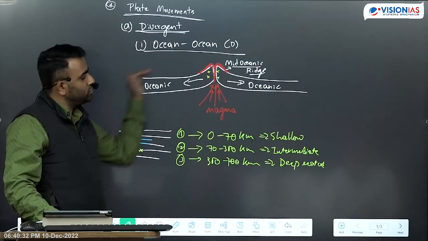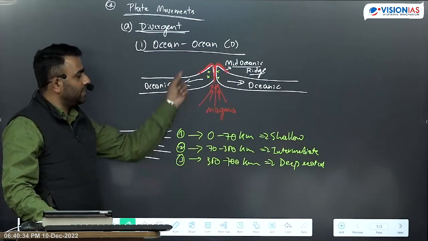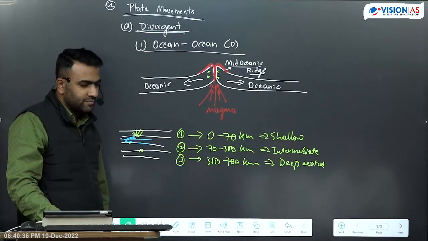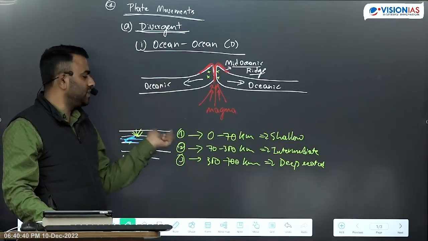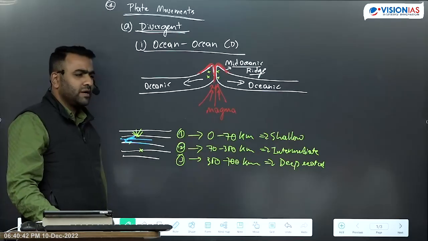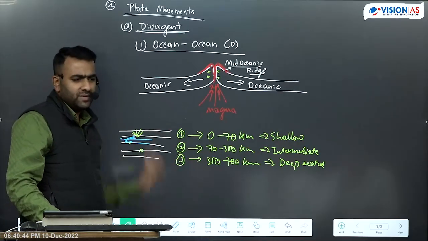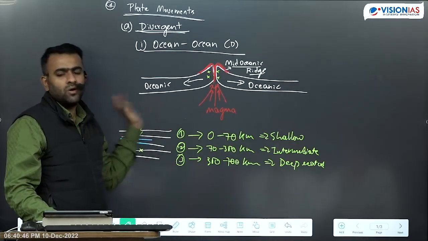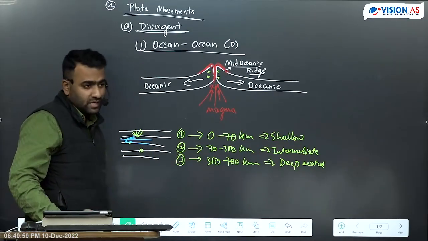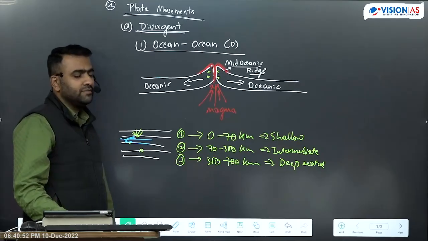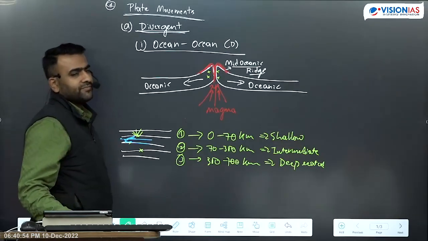In case of ocean divergent plate boundary, what kind of earthquake do we observe here? Shallow. Because the thickness of the oceanic crust is limited to 100 kilometers maximum, तो 0 to 70 में ही हो जाता है. They are all limited to the surface only. Then how exactly do the intermediate and deep seated earthquakes happen? Okay, wait and see. Next आएगा.